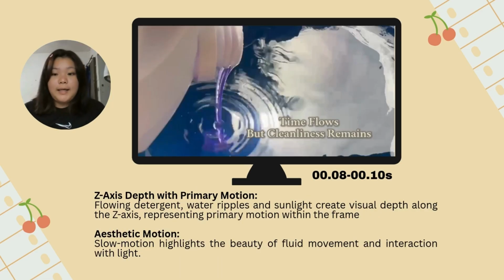From 8 seconds to 10 seconds, this part uses z-axis depth with primary motion. Flowing detergent, water ripples and sunlight create visual depth along the z-axis, representing primary motion within the frame. It also uses aesthetic motion. Slow motion highlights the beauty of fluid movement and interaction with light.